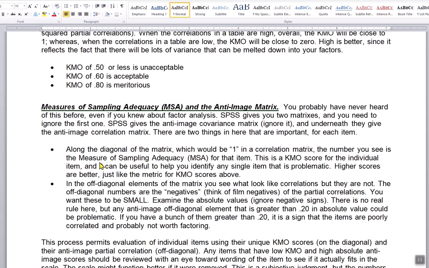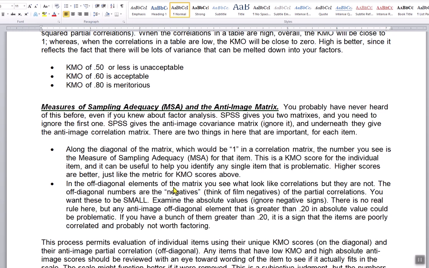The number that you see is the measure of sampling adequacy for that individual item, and that's basically a KMO score for the individual item. So you can interpret that with the same metric as here. Anything less than 0.5 is unacceptable. So you want to see a number that's 0.5 or greater.